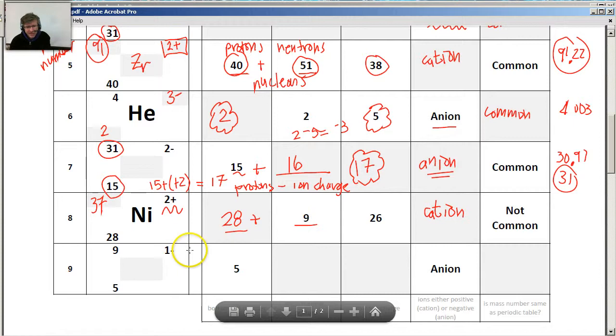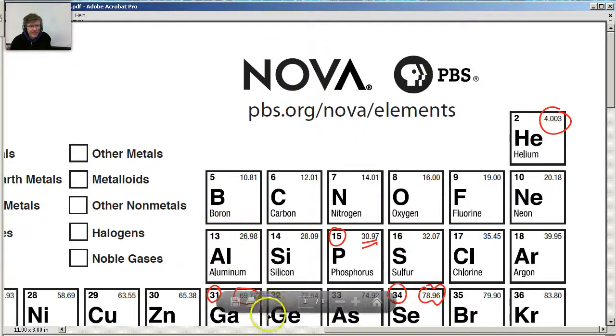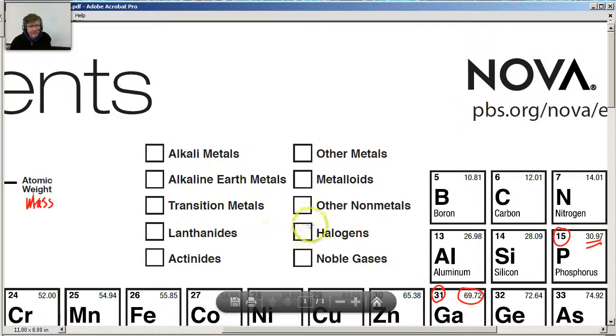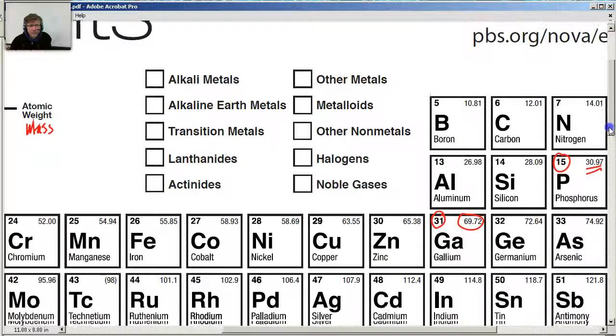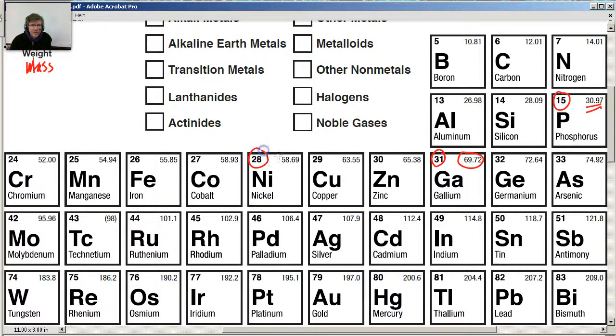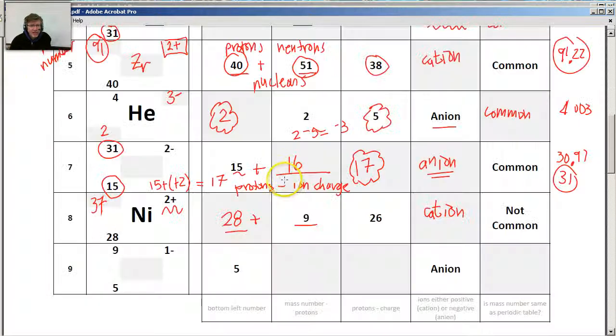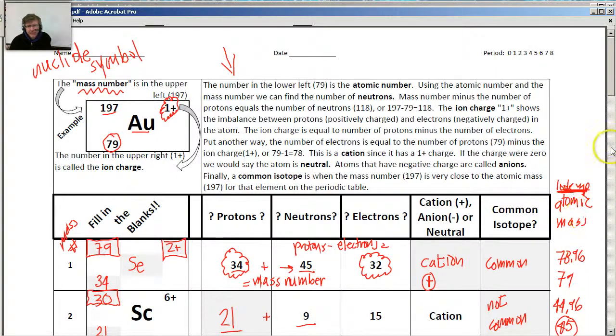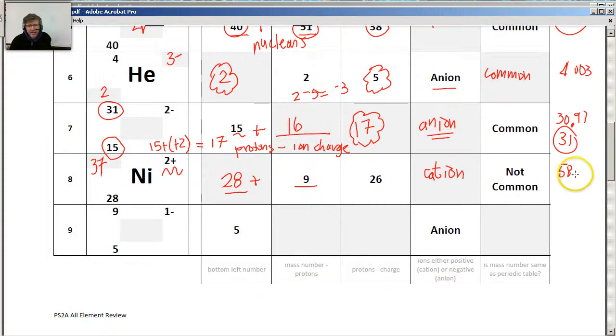You could double check that this is not the common isotope. Let's do that real quick. So nickel, right here. Nickel's 28. Nickel here, 28 protons, atomic mass of 58.69, 59. Was it 58.67? 58.69. 58.69 rounds to about 59. It's not the common isotope because of the 37, so we're good. All right, anyway, last one.